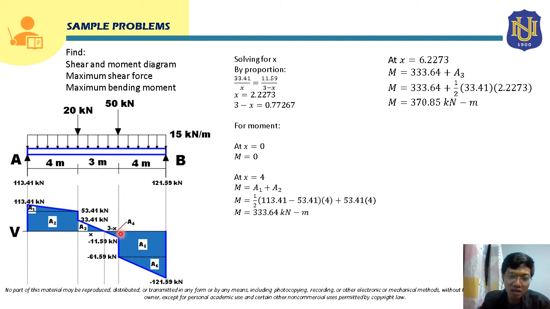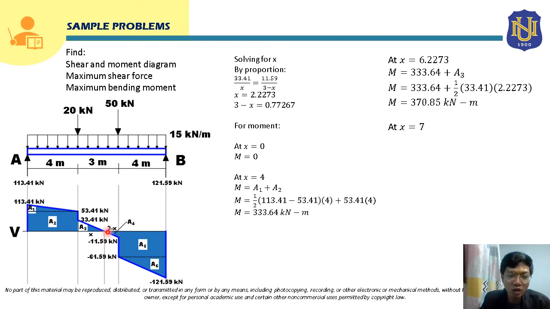So class, the next moment will be at this point. So this point is 4 plus 3 meters from the left, 4 plus 3. So this will be at x equal to 7 meters. Okay, so class, the moment here will be the previous moment.